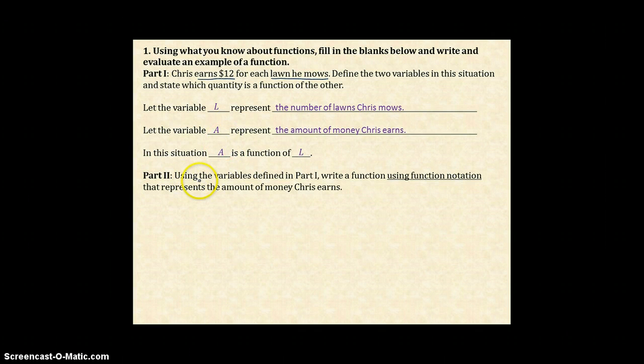Now we're going to use those variables that we just defined to write a function using function notation. So we want to find out the amount of money that he makes, and that is a function of the number of lawns he mows. And the amount is $12 times the number of lawns that he mows. So there's our function. A of L is 12L.